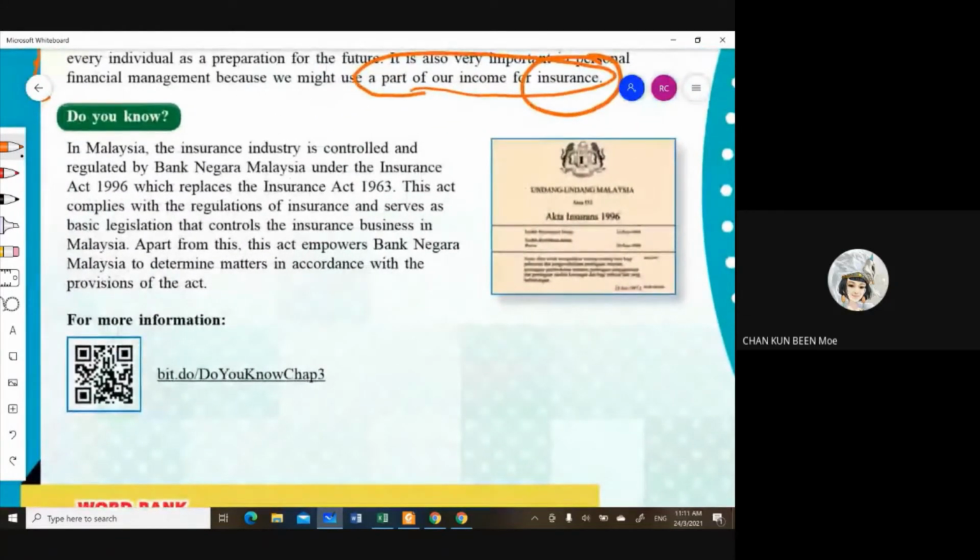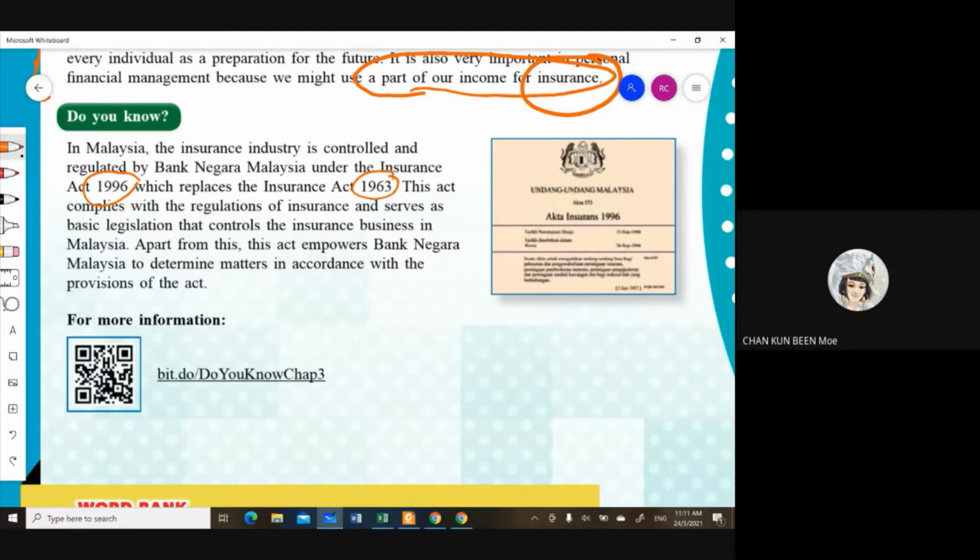Okay. Which replaces the Insurance Act 1963. So the latest one is 1996. This act complies with the regulations of insurance and serves as basic legislation that controls the insurance business in Malaysia. Apart from this, the act empowers Bank Negara Malaysia to determine matters in accordance with the provisions of the act.